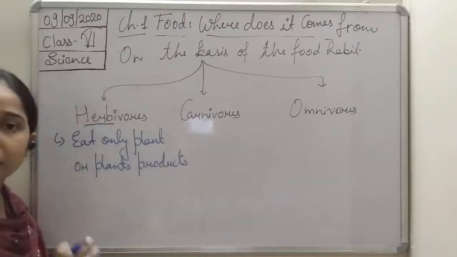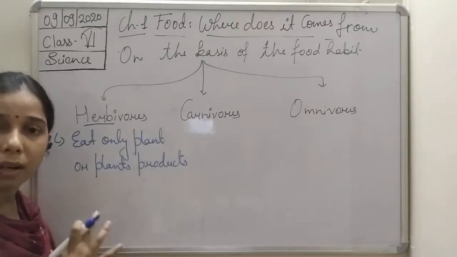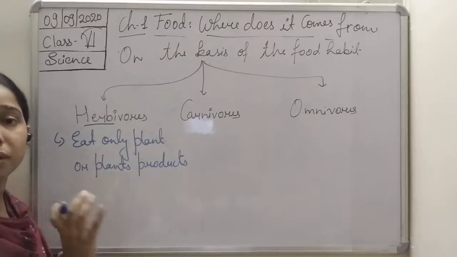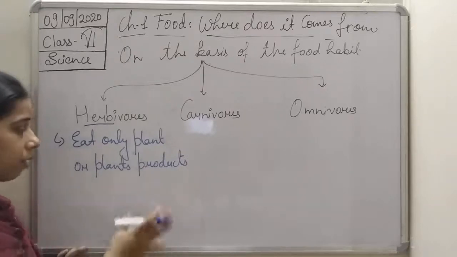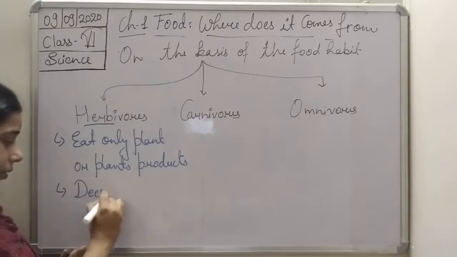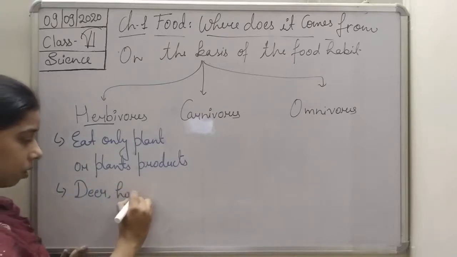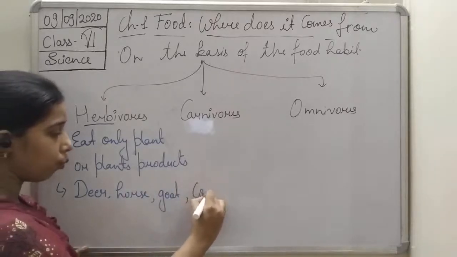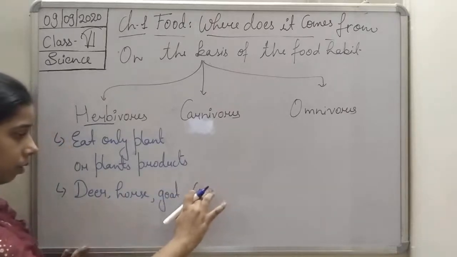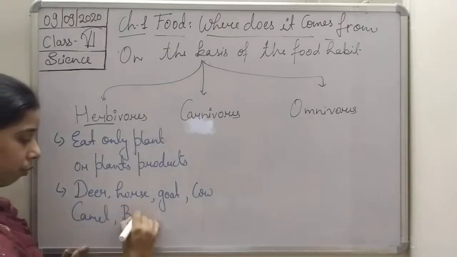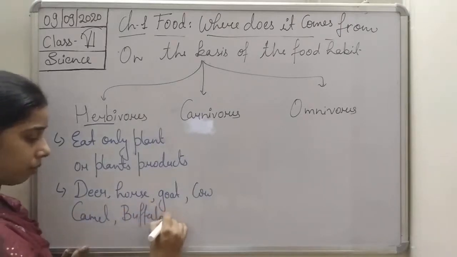A lot of animals are there, students, which are herbivores, which are dependent on the plants, which eat only the small crops, herbs. Such kind are deer, horse, goat, cow, camel, buffalo. A lot more are there, students.